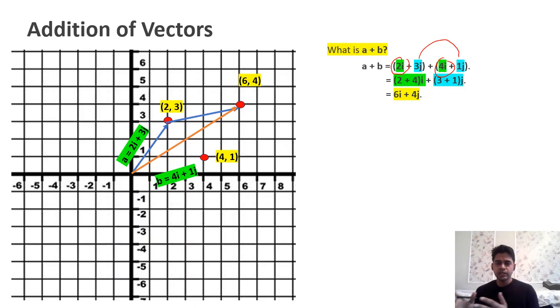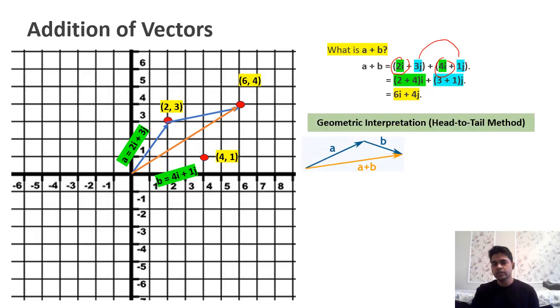So we can get the resultant mathematically, and we can get it geometrically. Geometrically it's easy to understand: it's a head to tail method, or you just need to make the triangle. And it does not matter if you add a plus b or b plus a, you will get the same resultant, so both are correct.